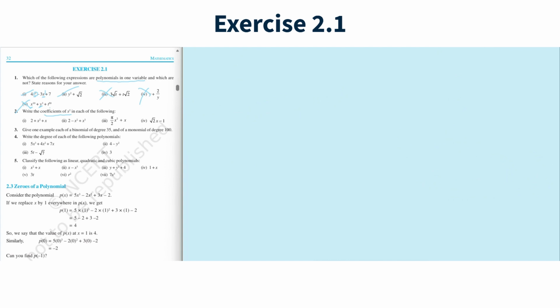Let's move on to the third question. Give one example each of a binomial of degree 35 and a monomial of degree 100. So what do you mean by a binomial? A polynomial that has two terms in it. Like for example, 2x squared plus x becomes a binomial. Now we need a binomial with the degree of 35. When I talk about degree, it means the highest power a polynomial has. So the highest power in this example is 2.